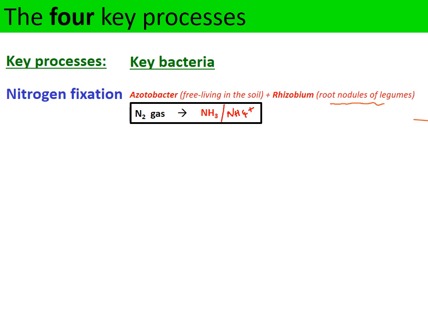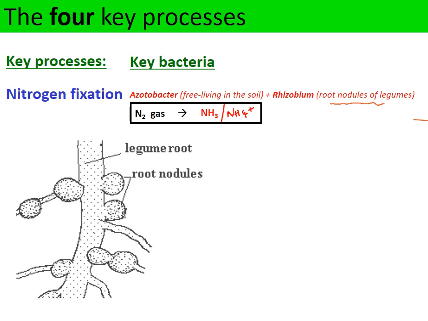And we know some of the ammonia, if it's from Rhizobium, is used by the legume plant to make organic nitrogen. So this is the root of the legume plant. It might be alfalfa or clover or pea plant. And we can see here the root nodules. So there's quite a few of them in this picture. Now the root nodules are actually part of the plant itself.